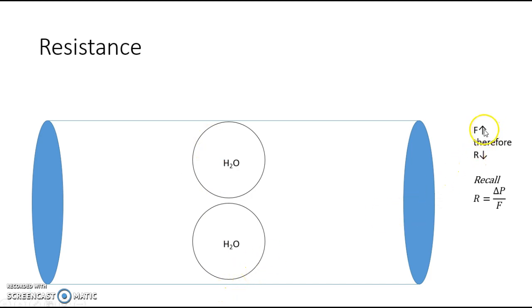And so because the rate of molecules passing by some given point increases, what that means then is the resistance of the device decreases. And we can gather that from the equation that we came up with before, which is R is equal to change in P divided by the F, where change in P, remember, is our change in pressure divided by the flow rate.